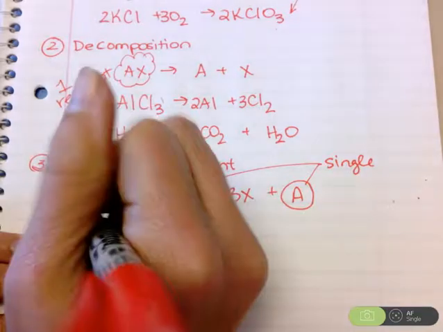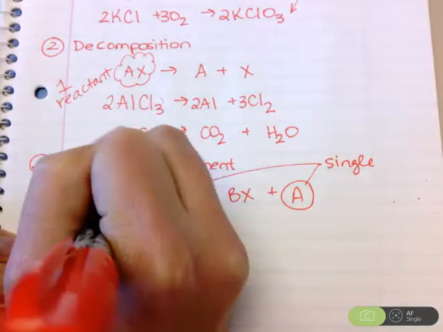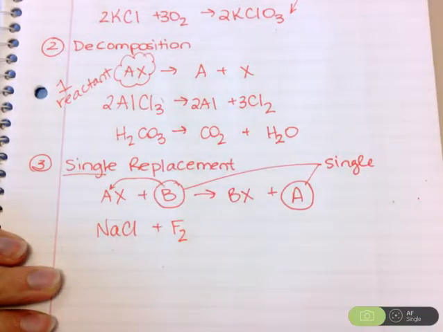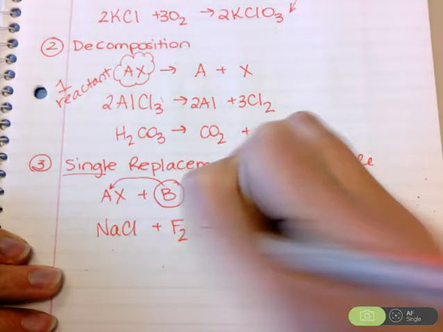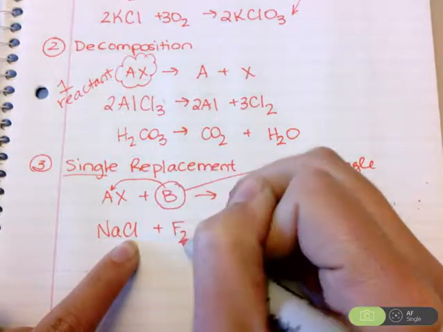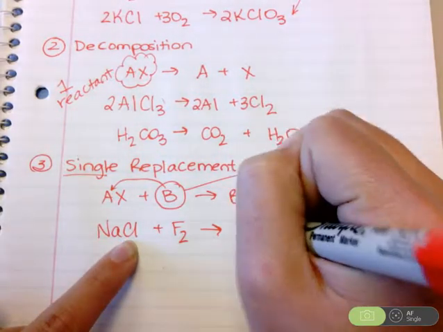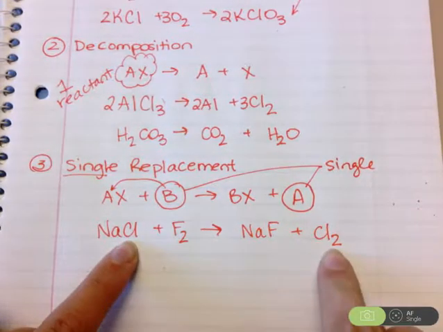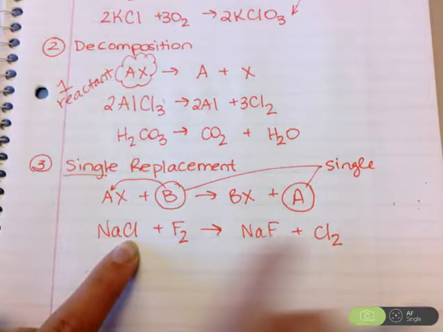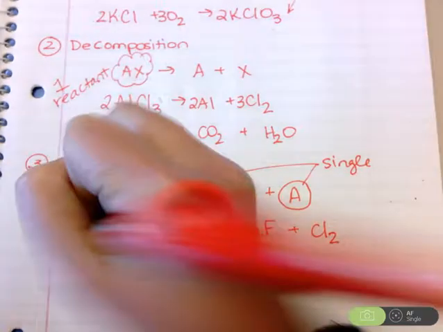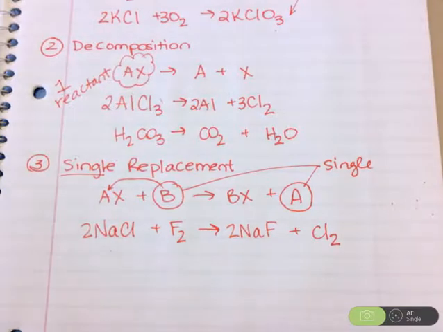So for example, if we have sodium chloride and fluorine gas, fluorine and chlorine are both halogens, so those are going to do a single replacement reaction. Remember that chlorine is diatomic, so it gets a 2 here, as well as fluorine. If I have 2 here, I need 2 on this side, and I need 2 on that side.